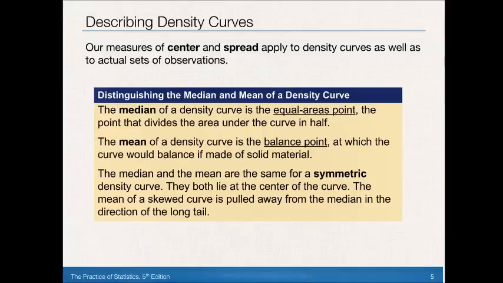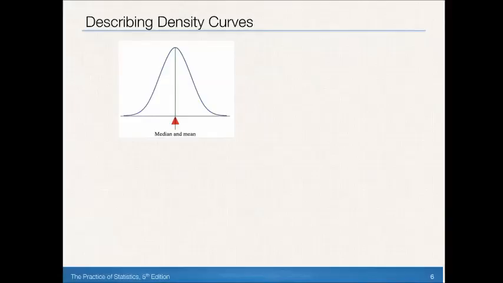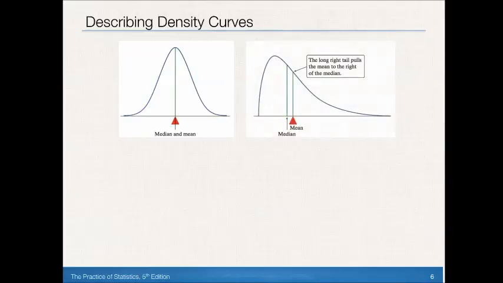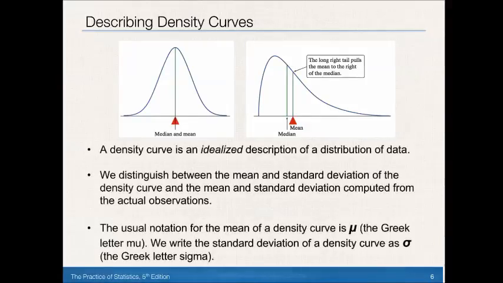Okay, so let's take a look at this idea. So here is a symmetrical one, where we have them balanced, exactly the same point, and then here we have one where the mean is pulled towards the skewed side. The density curve is an idealized description of a distribution of data. We distinguish between the mean and the standard deviation of the density curve, and the mean and the standard deviation computed from actual observations.